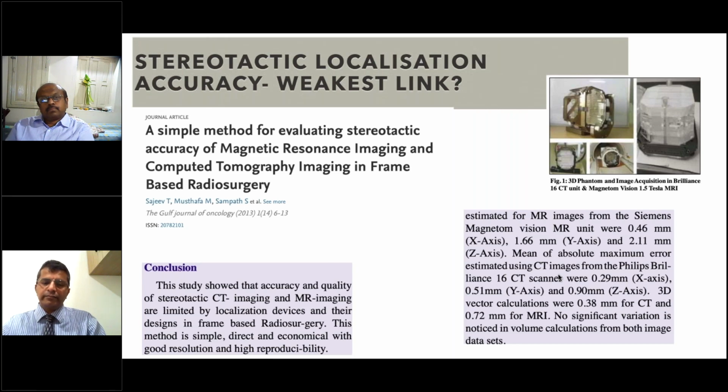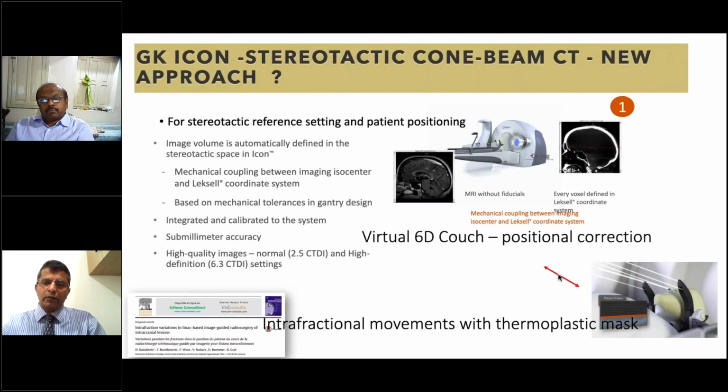That is very important for a physicist who sets up the program. So Gamma Knife Icon has resolved some of the problems which are faced by many of the physicists. So that is what I understood with the stereotactic cone beam CT.